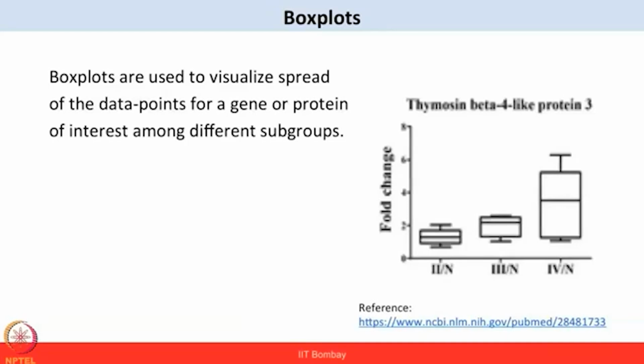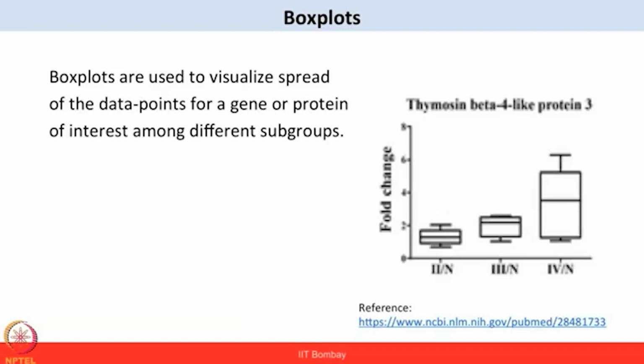As you can see in the example on the right hand side, we have taken the thymosin beta 4 like protein 3. For this protein we have plotted the fold change values across different types of samples, and this is compared in grade 2 samples, grade 3 samples and grade 4 samples. You can see the data distribution of this protein in terms of fold change values across those samples, and this is generally plotted in terms of box plot.